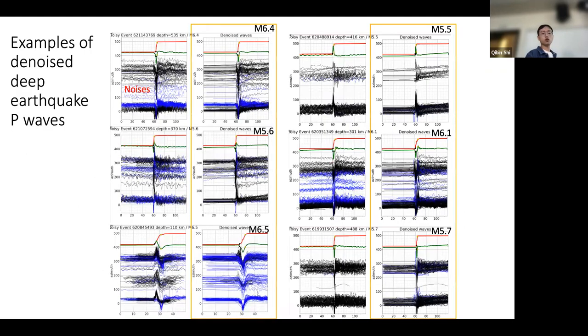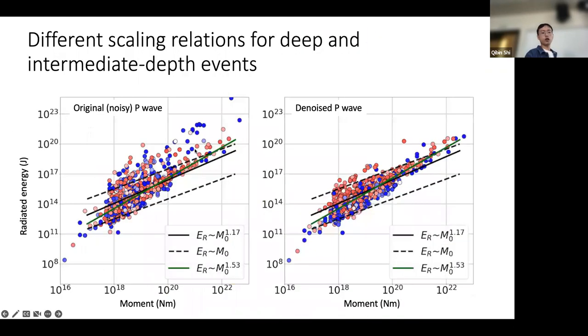So this is the result we obtained before denoising and after denoising. The x-axis is the moment of each earthquake converted from the moment magnitude, and the y-axis is the radiated energy. And we can see that after denoising, all the measurements are confined to a narrow range. This is a good sign that we can have a better scaling estimated from this data.